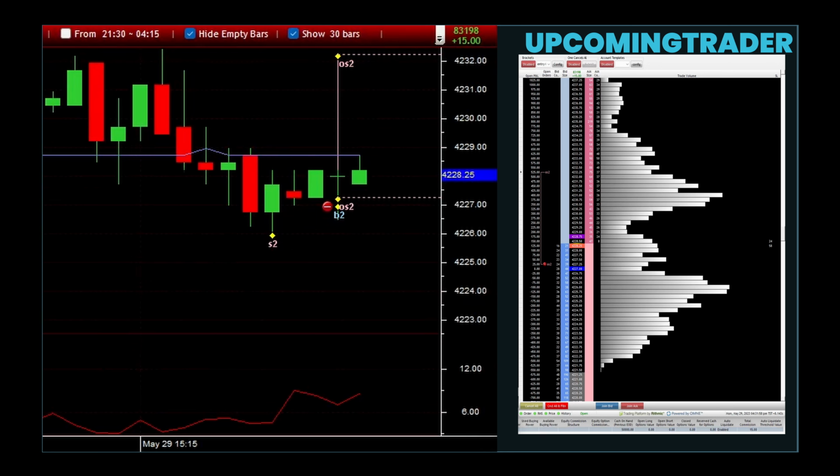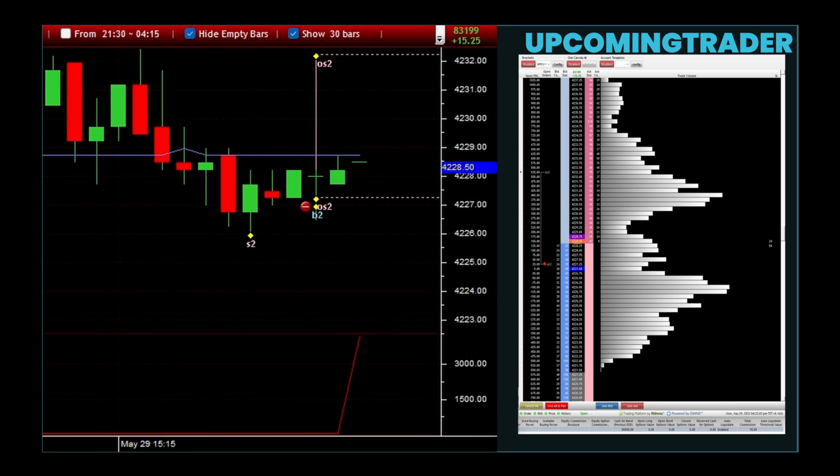Also, experiment with different time frames. Try using daily, weekly, or even intraday TPO charts. Each time frame can offer different insights. For example, daily charts are excellent for identifying overall market structure and longer-term value areas, which can help you spot major support and resistance levels.